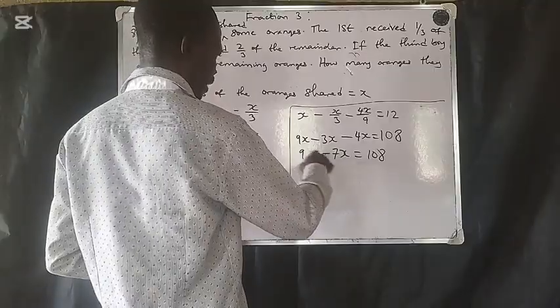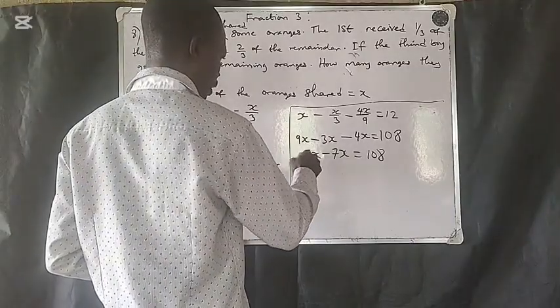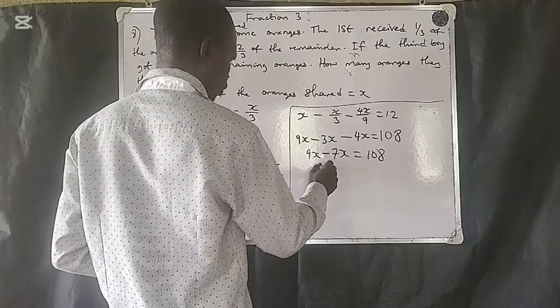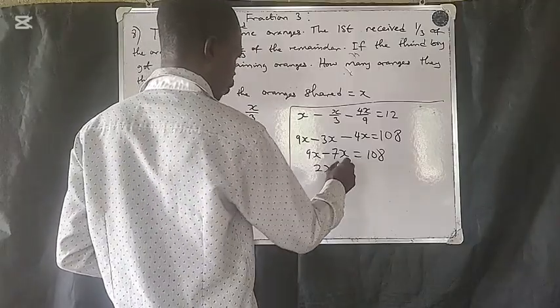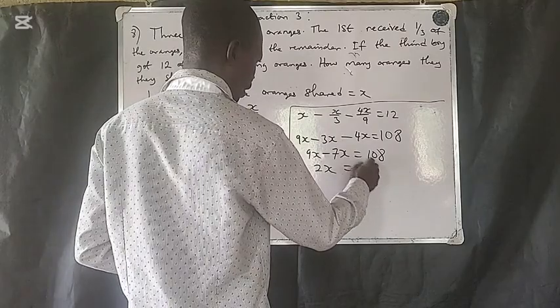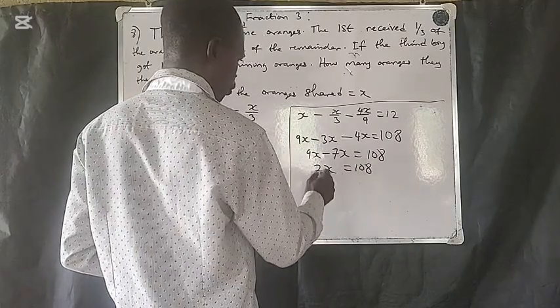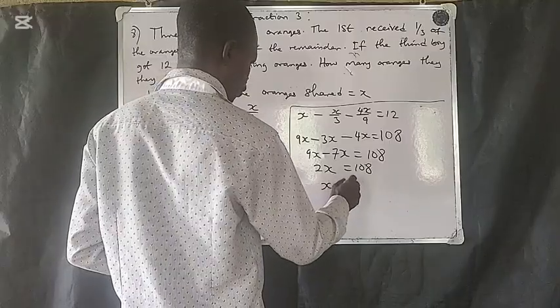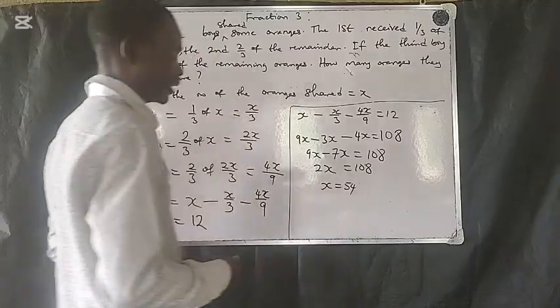9x minus 7x, we have 2x, right? So 2x equals 108. If you divide both sides by 2, you are going to have x equals 54. That is the answer.